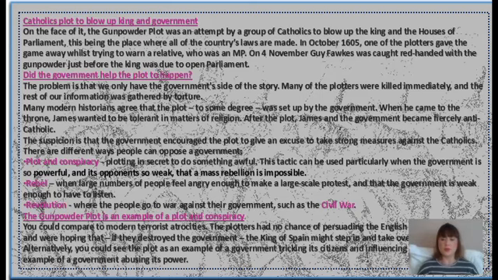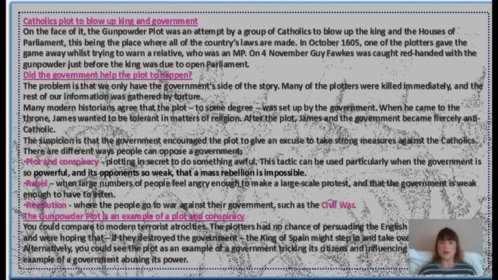This tactic can be used particularly when the government is so powerful and its opponents are so weak that a mass rebellion is impossible. You could rebel when large numbers of people feel angry enough to make a large-scale protest and the government is weak enough to have to listen. Or you could have a revolution where the people go to war against their government, such as the Civil War, which we're going to be looking at very soon.